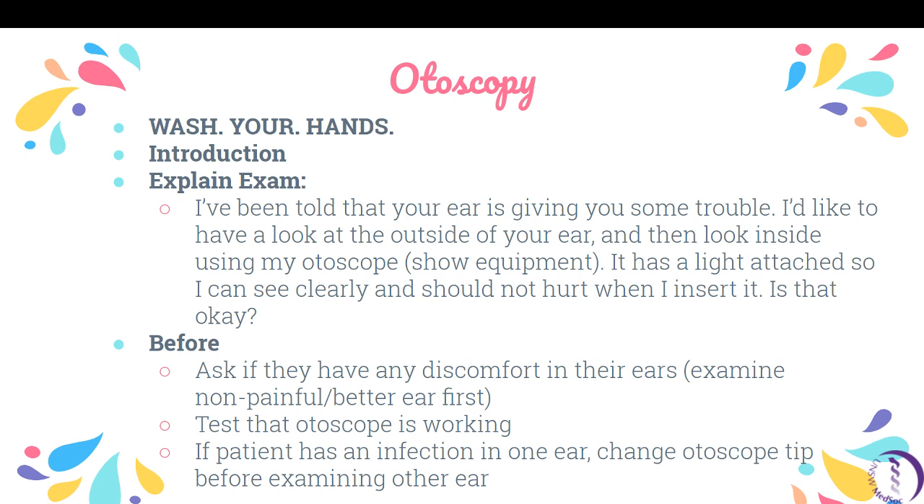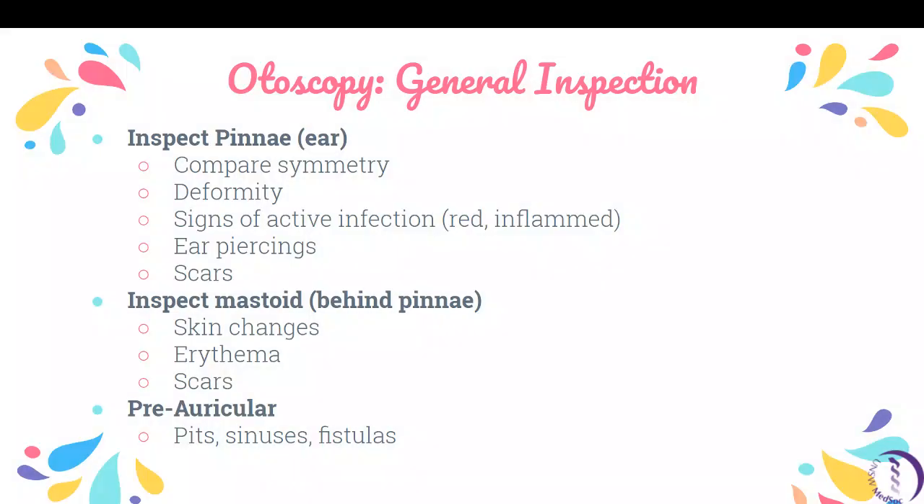If the patient has an infection in one ear, you need to make sure that you change your otoscope tips before examining the other ear. However, you should be starting with the normal ear first anyway. All right, and also remember that whenever you're using your otoscope, you want to have the hygienic tips attached.